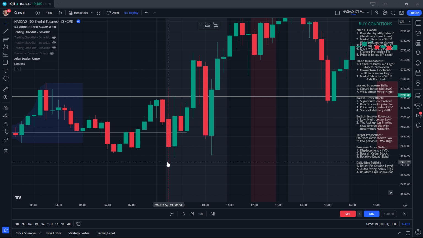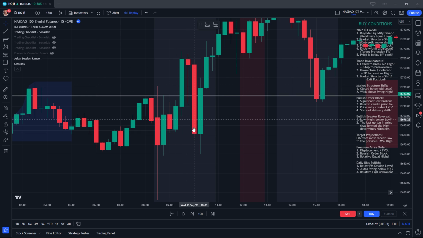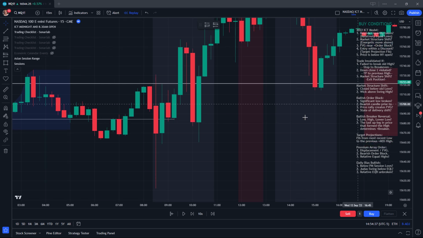Buy side liquidity taken here. Market structure shift here. Fair value gap near order block. First, let's see if we can see our fair value gap. I'm not really seeing a fair value gap in here anywhere. Let's see if we can at least find the order block. Significant low broken. Bearish candles prior to price rally. This is our energetic price rally. This is the last down close candle before that rally.